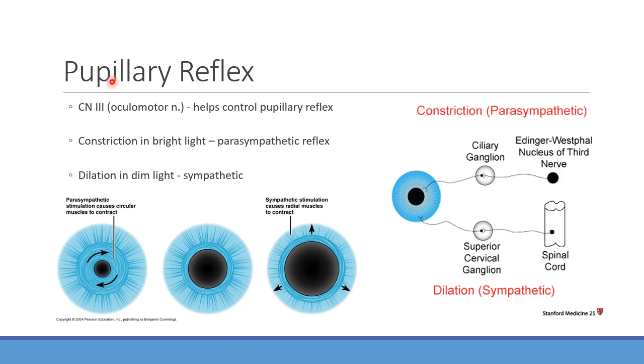But anyway, cranial nerve 3 is going to be helping with that pupillary reflex. It should be constriction in bright light, through the parasympathetic, and dilation in dim light, through the sympathetic. Know these points for this test. It'll come up again later on, when we talk more specifically about the autonomic nervous system, but these are good points to take away at this point.